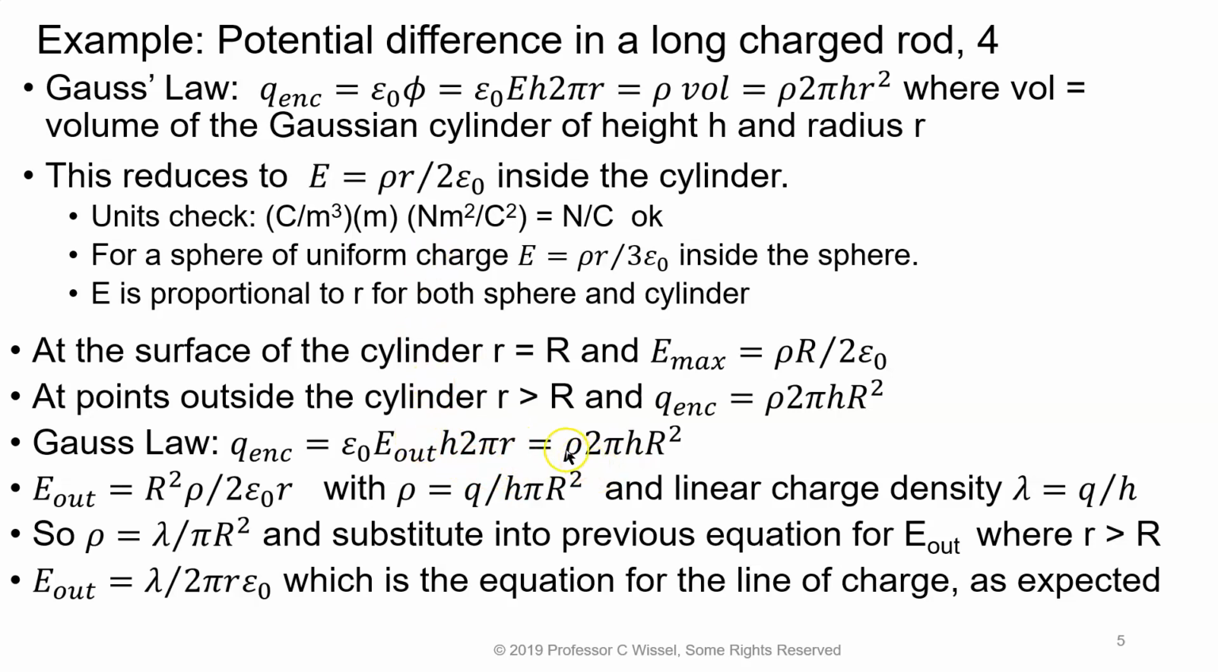So then we can relate that: rho pi h big R squared. To reduce this, E out equals big R squared times rho divided by 2 epsilon naught little r. And of course, rho is just Q divided by h pi big R squared. From the definition of linear charge density, lambda equals Q over h, where h is the long dimension. So we can substitute that, and we find that rho equals lambda divided by pi big R squared. Substituting into the previous equation for E out, where little r is greater than big R, so you're outside the actual cylinder, then E out is lambda divided by 2 pi r epsilon naught.